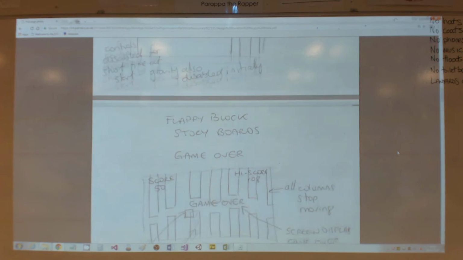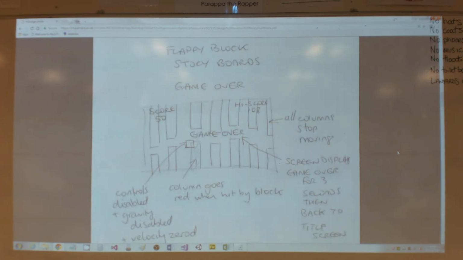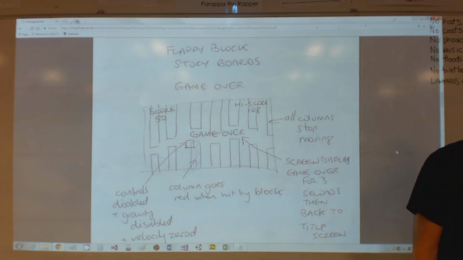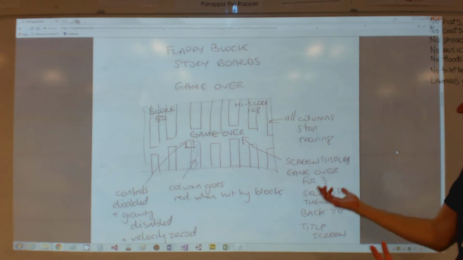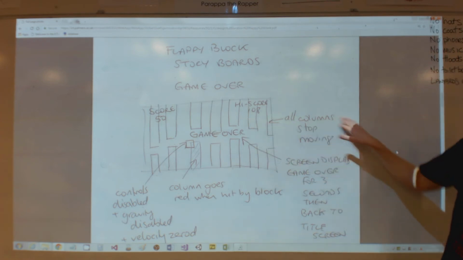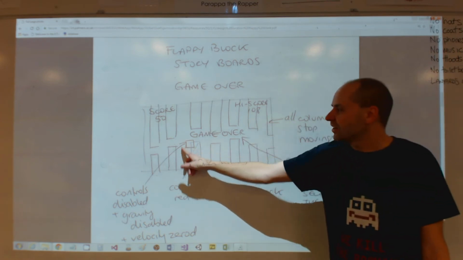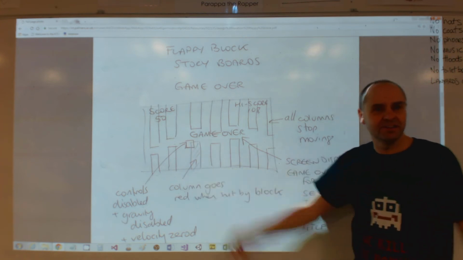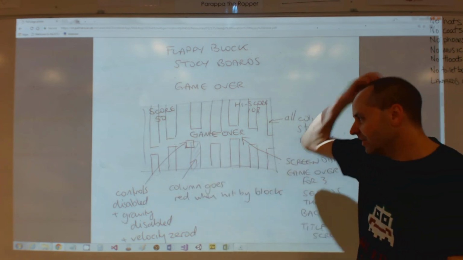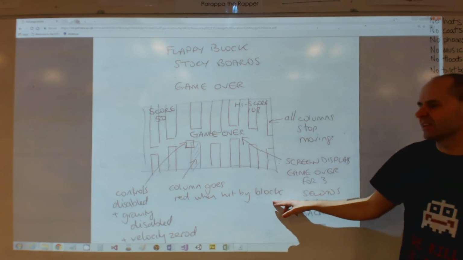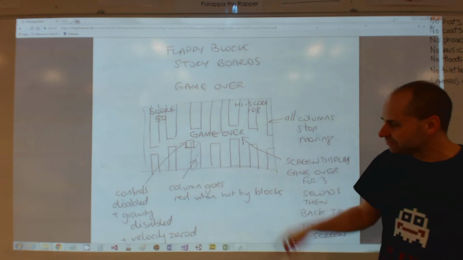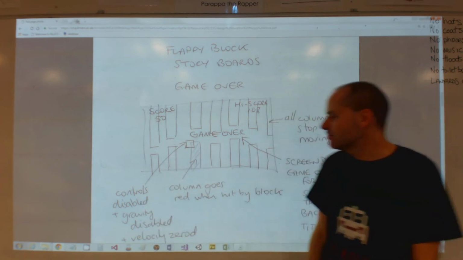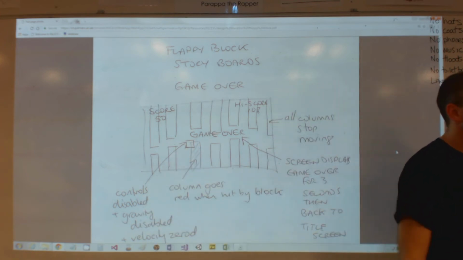So the only other thing I haven't shown is the game over bit. Well, there isn't much to that game over bit. It just sits there for 3 seconds, then disappears back to the title screen. But I need to explain what's happening. So I've said all columns stop moving. I've even drawn the flappy block hitting a column, okay, because that's what kills the game. And I've said column goes red. I think that's what I did. I might have disabled that, but column goes red when I hit it. Controls disabled, gravity disabled, velocity zeroed.